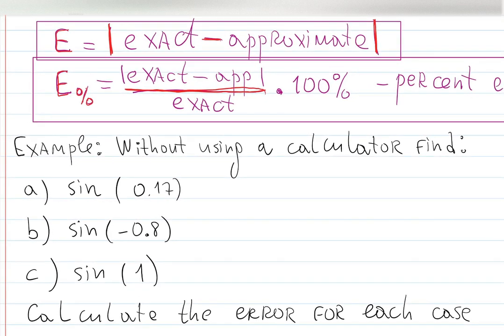Example, without using a calculator. Okay, you forgot your calculator on the exam, and then I ask you to calculate sine of 0.17 in radians. Can you do it using linear approximation? Yes, you can, because it will be very simple, actually. I will show you how it works, and that's the whole point.